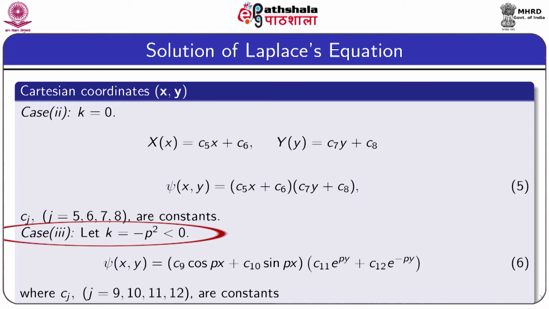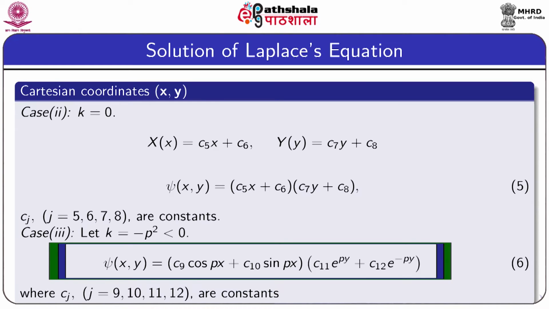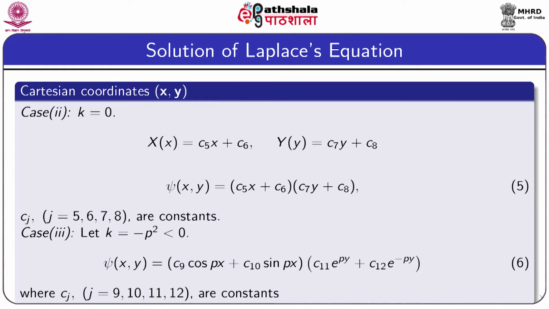So, in case 3 we assume k equals minus p squared, which is a negative number, where p is a real constant. For this case the solution psi becomes (C9 cos px plus C10 sin px) times (C11 e to the power py plus C12 e to the power minus py), where Cj for j equals 9, 10, 11, 12 are constants.